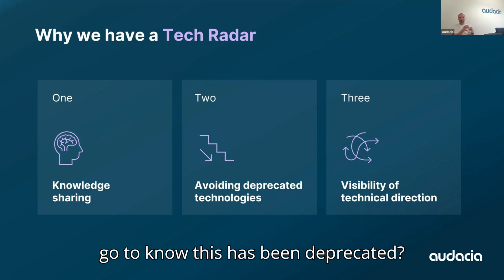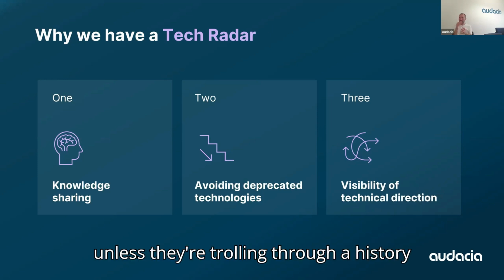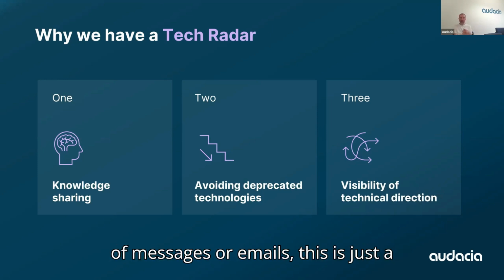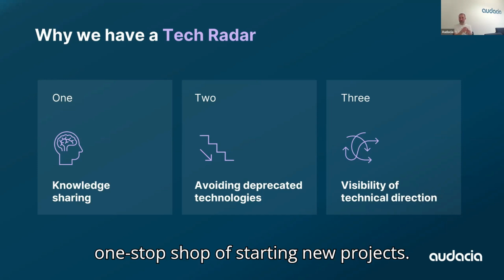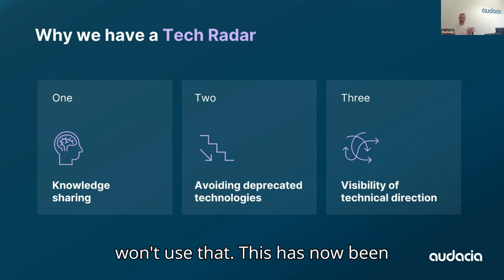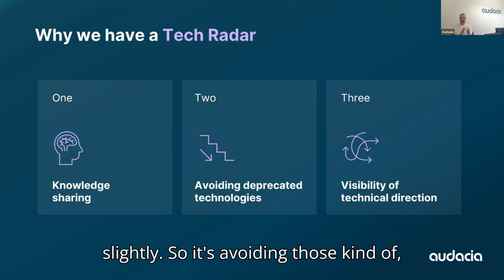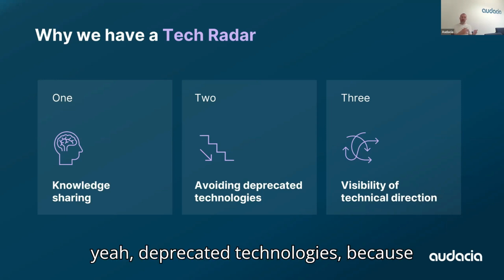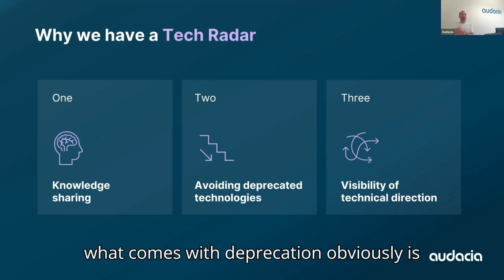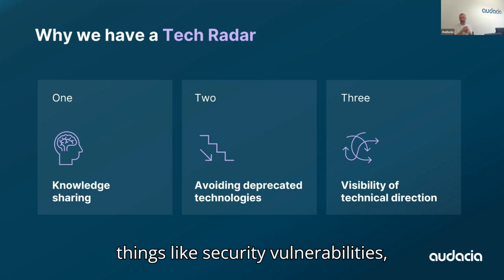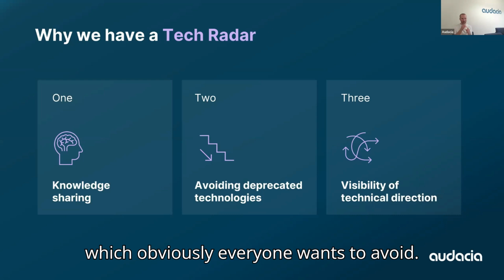Where do they go to know, well, this has been deprecated? Unless they're trawling through the history of messages or emails, this is just a one-stop shop. Starting a new project: all right, that's been deprecated, I won't use that. This is now being recommended instead. Let's pick this library. So it's avoiding those deprecated technologies, because what comes with deprecation obviously is things like security vulnerabilities, which everyone wants to avoid.